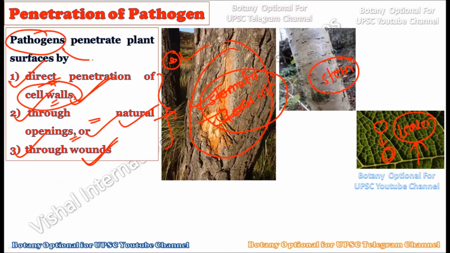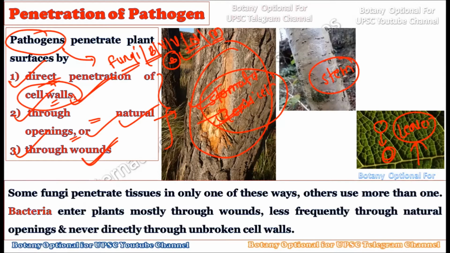plant body. Now, when we say pathogen, we are not only considering fungi, we are also considering bacteria, viruses, viroids. Okay, all of the disease causing organisms like nematodes, like mycoplasma. Okay, all of these we will consider simultaneously within this particular pathogen range. Okay, so these are the three methods through which these pathogens can enter within the plant body. Now, some fungi penetrate the tissue in only one of these ways. Okay, that is, out of these three ways, only one is preferred by some of the fungi, while others use more than one.